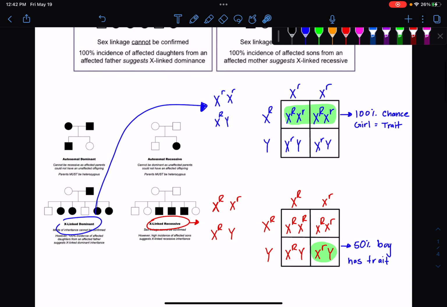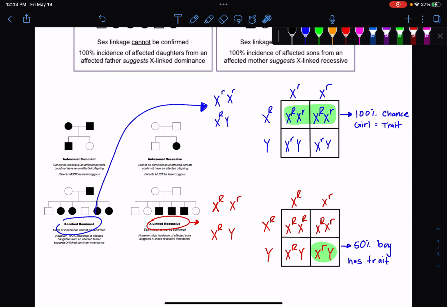Okay, and then we can see here with the pedigrees. With X-linked dominant, like we said, 100% incidence of affected daughters from an affected father. You see how the father's affected here, and all of his daughters are affected? But none of the sons. The reason being is because when you do the pedigree, the father always goes on the left and the mother always goes on top. The top row will always be daughters and the bottom row will always be sons. You don't have to memorize that. But as soon as you see a Y in one of them, that's obviously the sons, because X, Y.